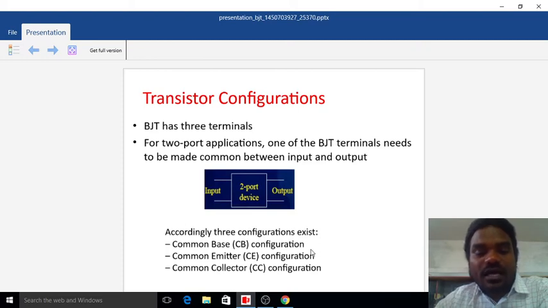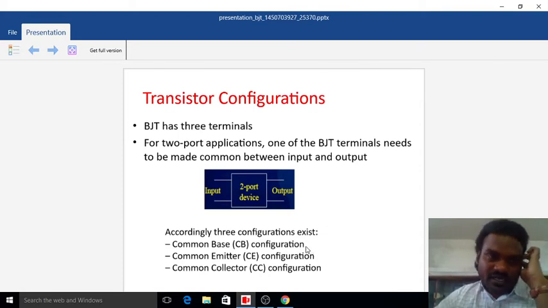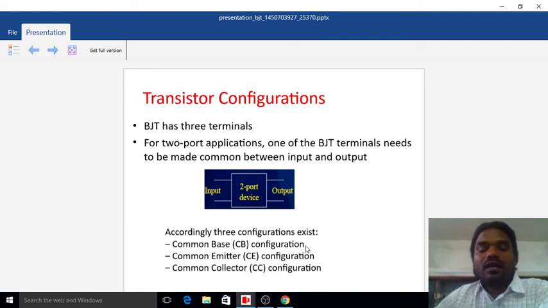Similar to the common base and common emitter, in the common collector we take the collector as common, and it is made common for the base and the emitter, so it is named CC configuration. In short, we can call it CC configuration or grounded collector configuration. These are the possible configurations of the BJT.